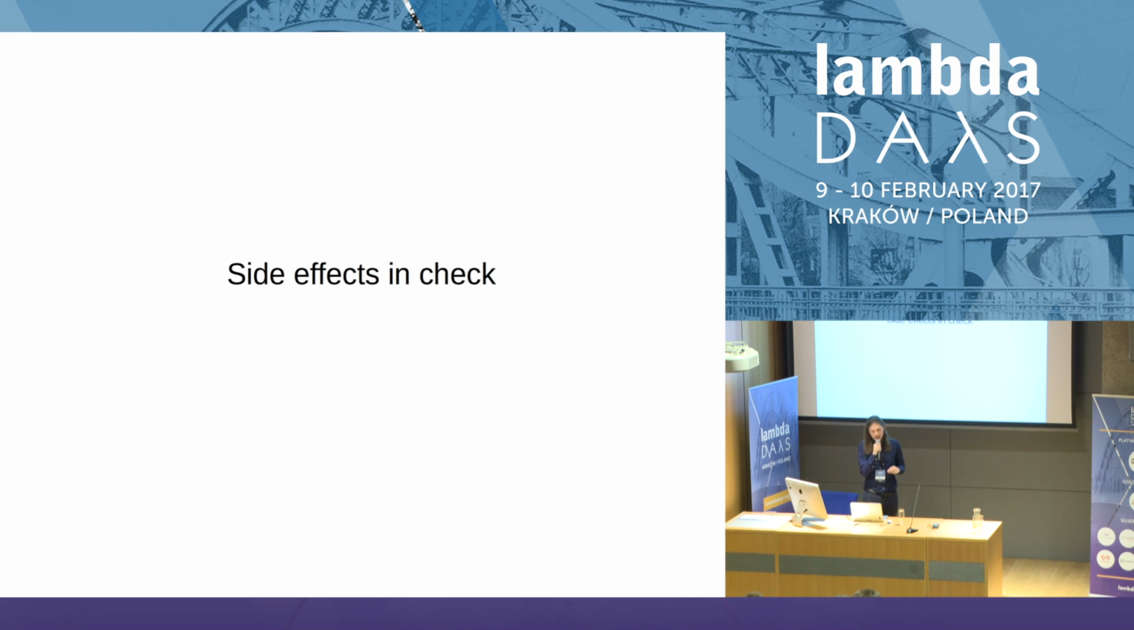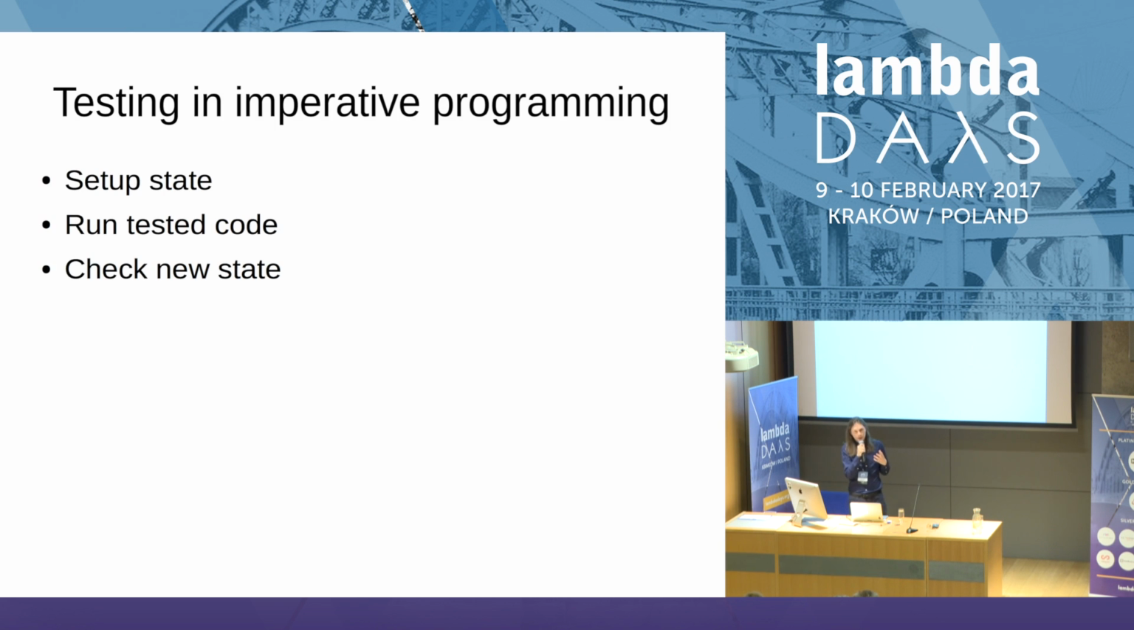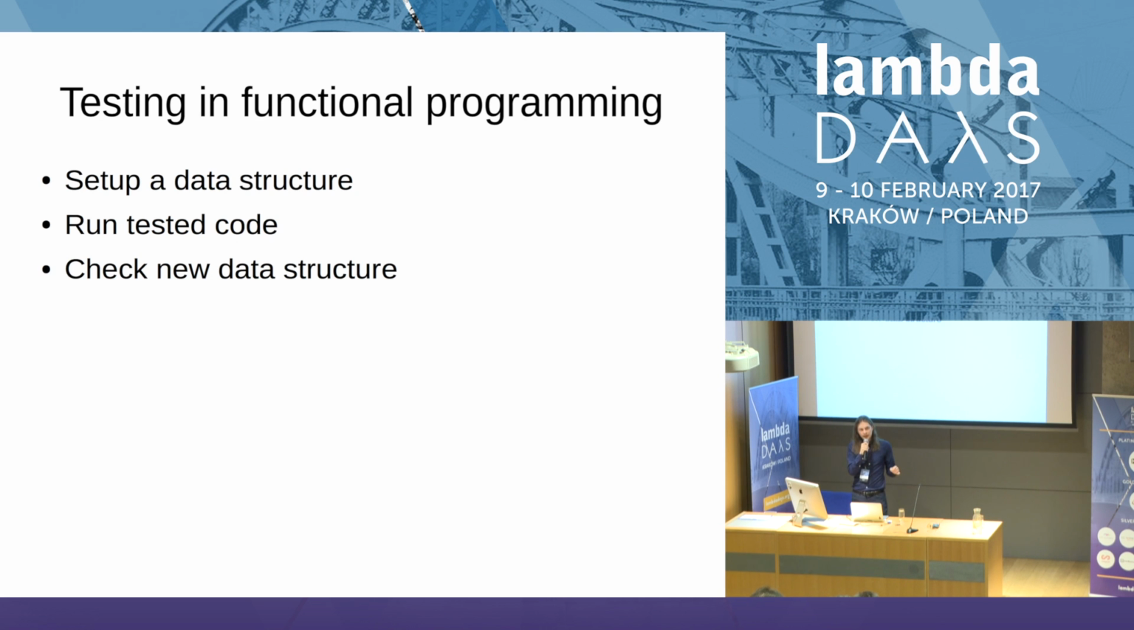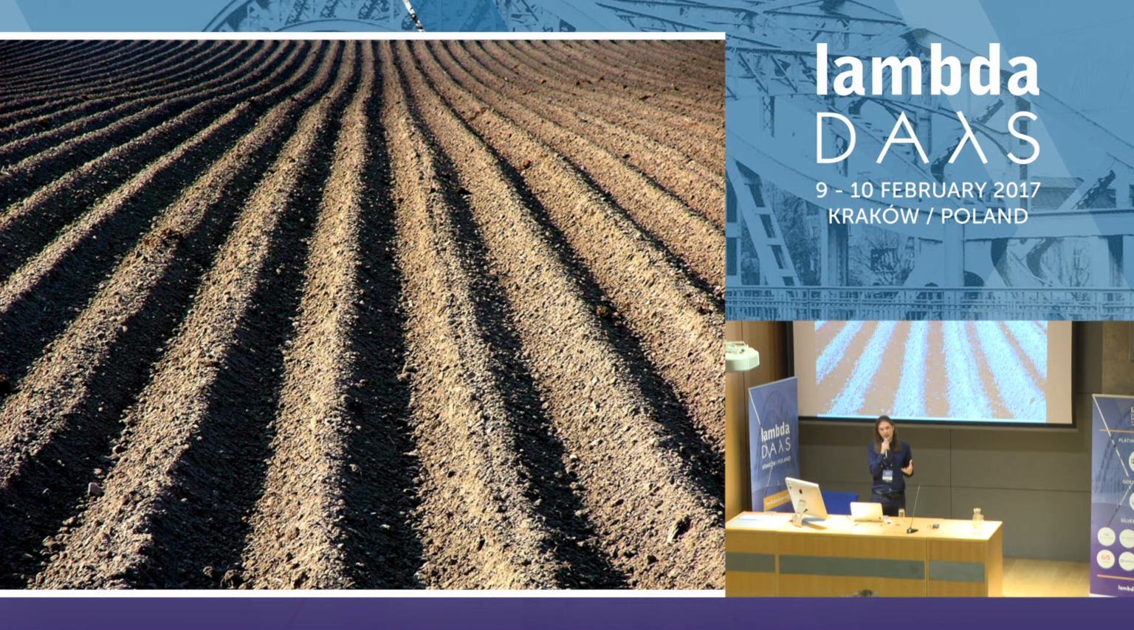For example, one of them is that it keeps side effects in check because it's immutable. Testing in imperative programming usually includes setting up some state, running the tested code, and checking the new state. In functional programming with immutability, it's always setting up a data structure, then running the tested code, and then checking the new data structure. From the programmer's perspective, it's almost the same and involves the same amount of work. However, if you have a state that is shared at some point, you can't run those tests in parallel. In functional programming, if you have just data structures, you can parallelize your tests, and that's pretty nice.